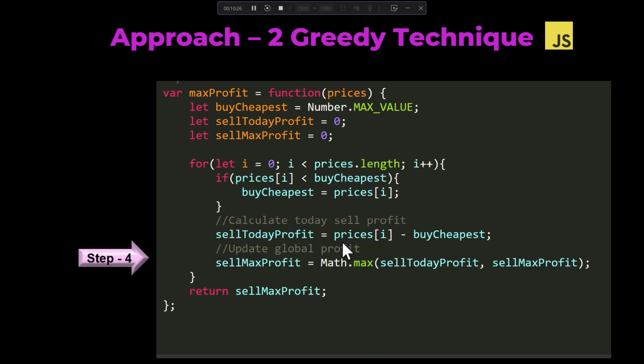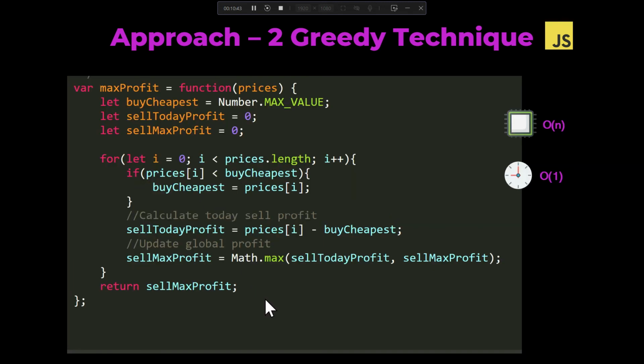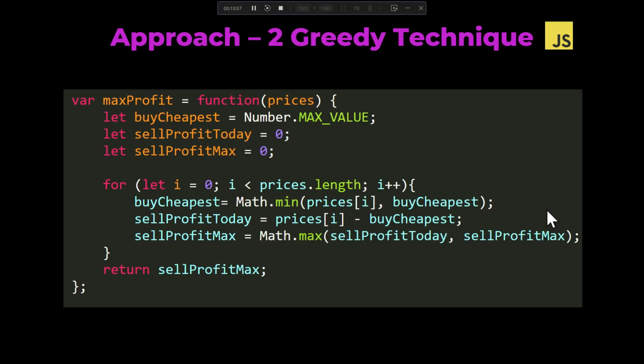Last, we update the global profit. That's what we are doing here. Sell max profit is equal to max, and we select the higher value out of these two, and then by the end of the array we can return the sell max profit. In terms of time and space, time complexity is O(n). We are iterating the prices array only one time. Space is constant, O(1).